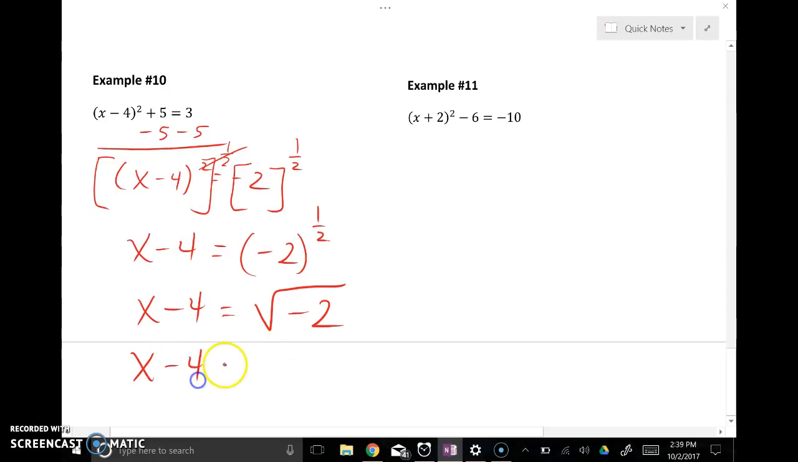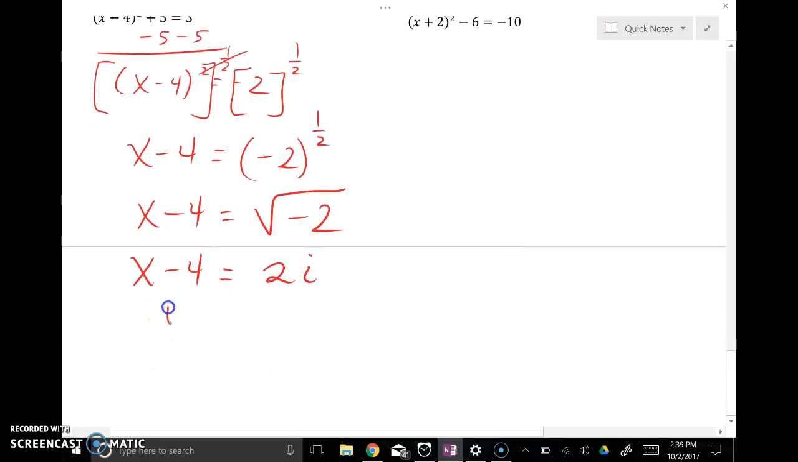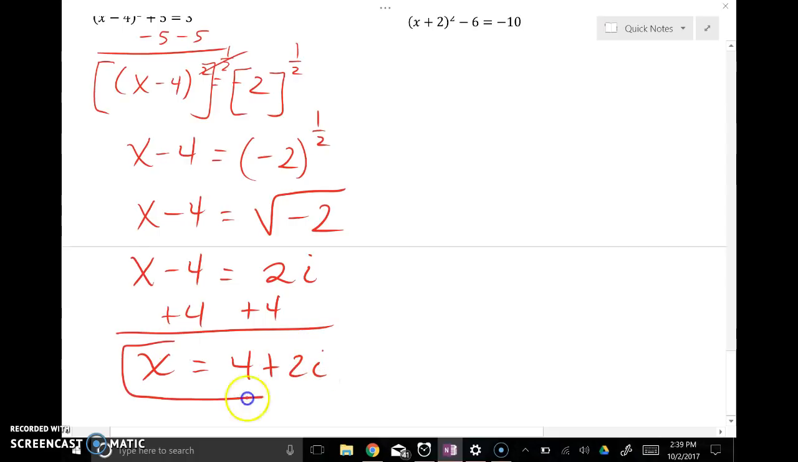So x minus 4 is going to be equal to 2i. And that would mean that in order to get x by itself, I would add 4 to both sides. Be careful not to combine anything, as these aren't like terms. And I'd have to just leave it like this in standard form for a complex number. Be very careful about raising negative numbers to the 1/2 power, as that does bring in our complex numbers.